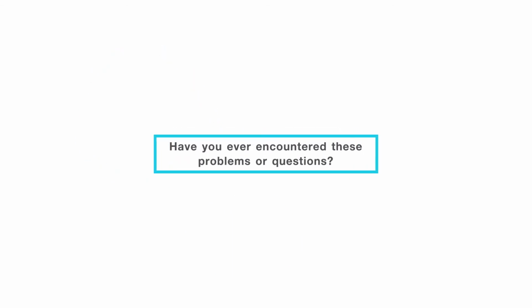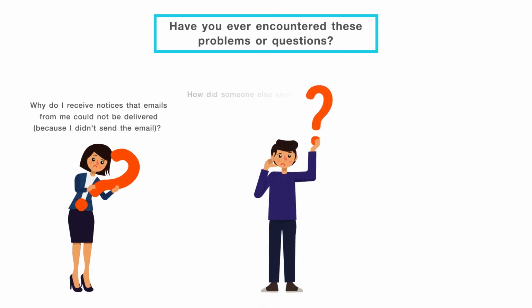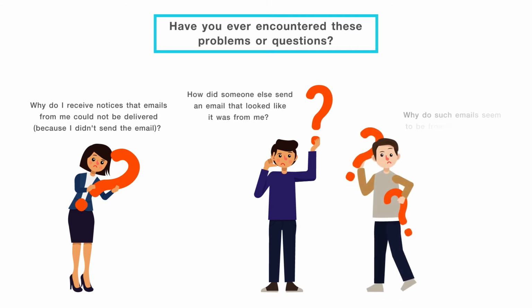Have you ever encountered these problems or questions? Why do I receive notice that email from me could not be delivered because I didn't send the email? Or did someone else send an email that looked like it was from me? Why do such emails seem to be from someone who is not in my organization?